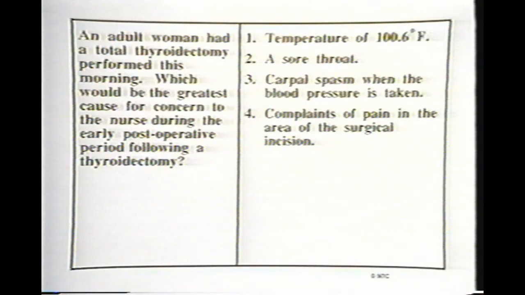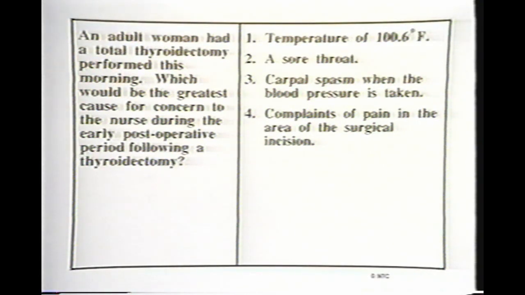Now let's look at the question. Total thyroidectomy, early postoperative period. So that sets us in the time frame. Temperature of 100.6. We can't get too excited about a temperature of 100.6 because this is quite normal in the early postoperative period. A sore throat. We really aren't excited about a sore throat. Anybody who's had a general anesthetic is likely to have a sore throat because they were intubated during surgery. So this in and of itself is not a problem.